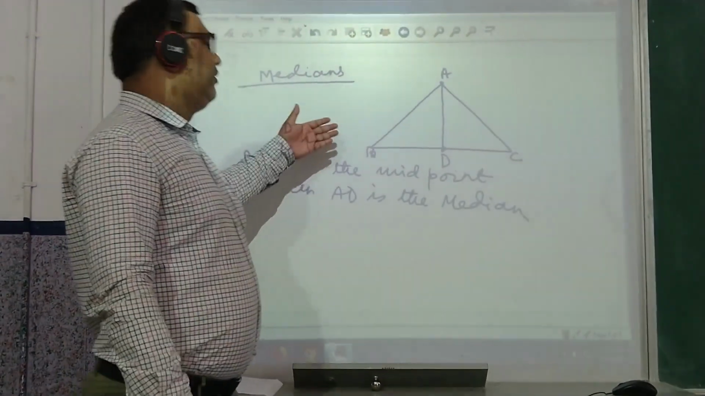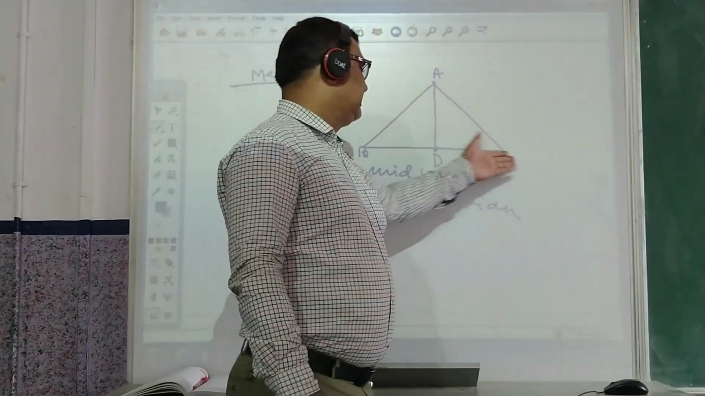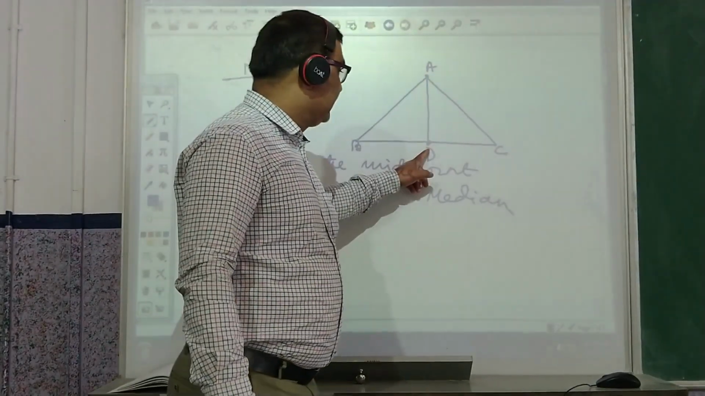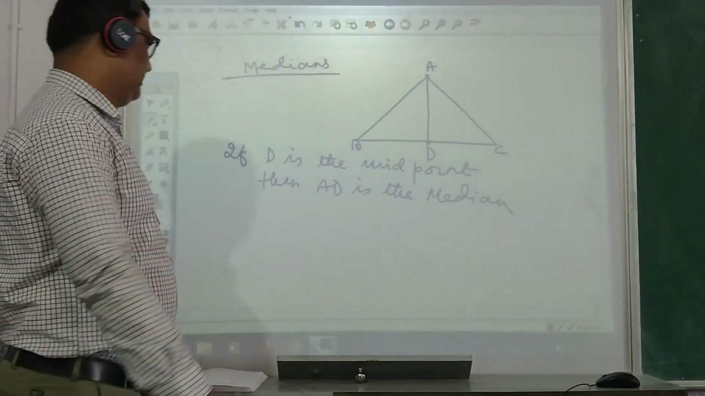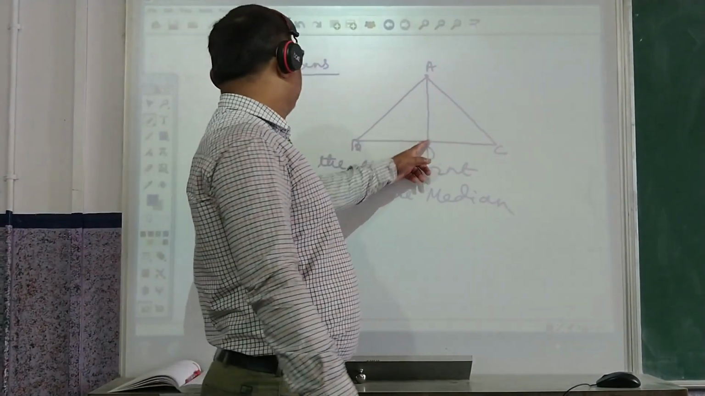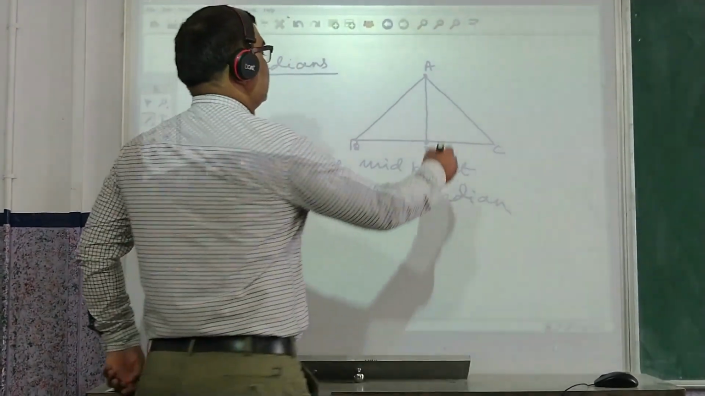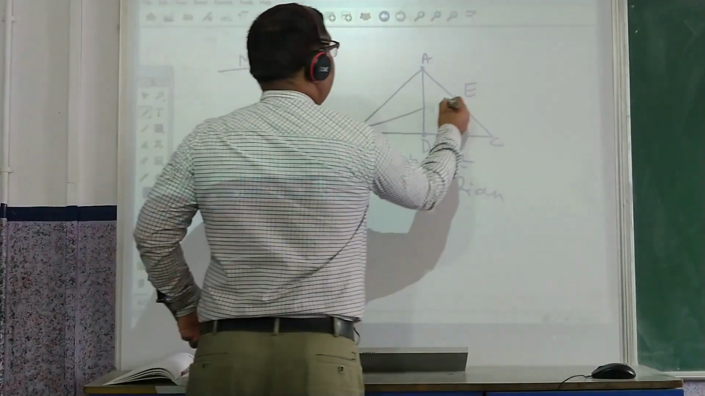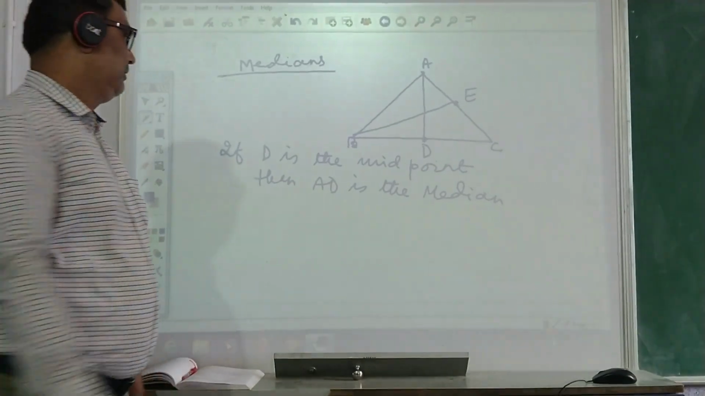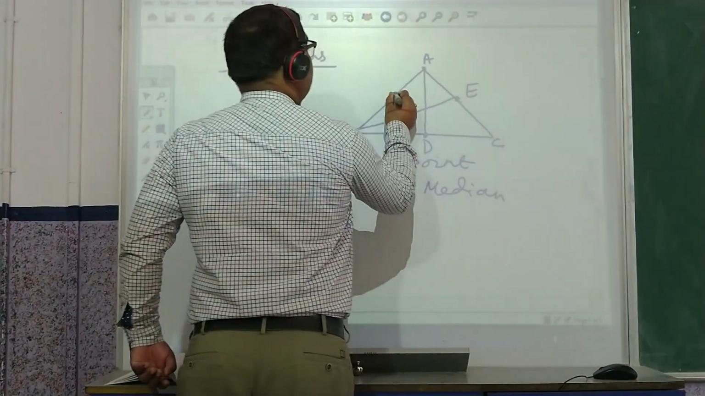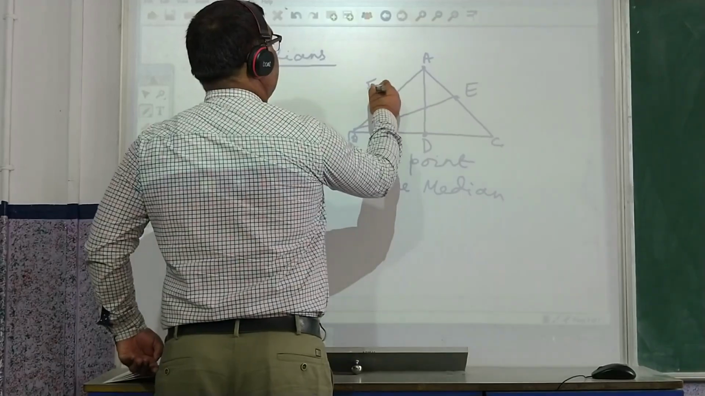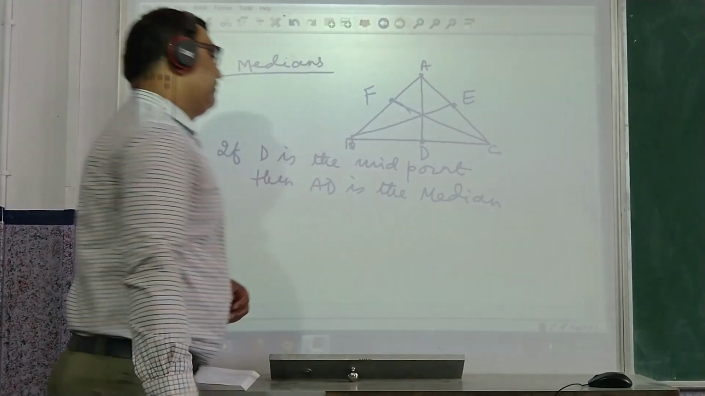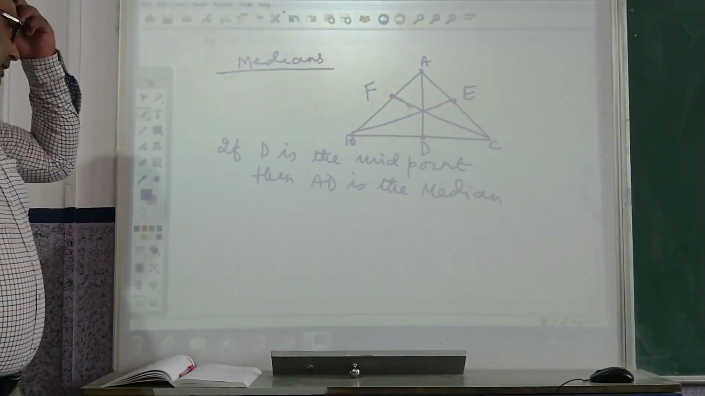Since we need to find the median against this BC, AD will be the median, meaning A must connect to the midpoint of that side. So if D is the midpoint, AD is the median. Suppose here E is the midpoint of AC, BE must be the median. And suppose this F is the midpoint of AB, CF must be the median.